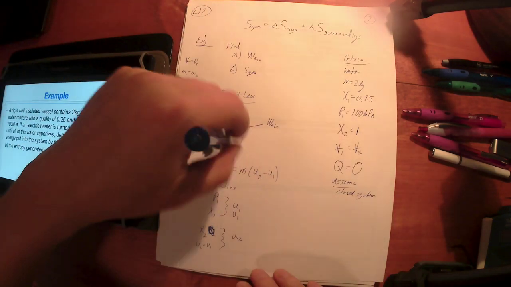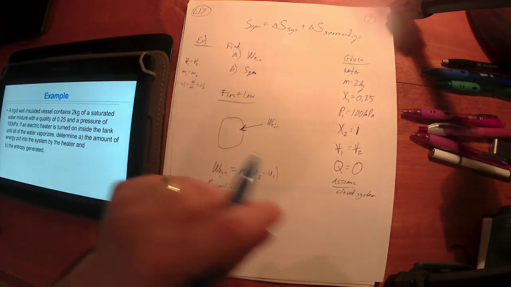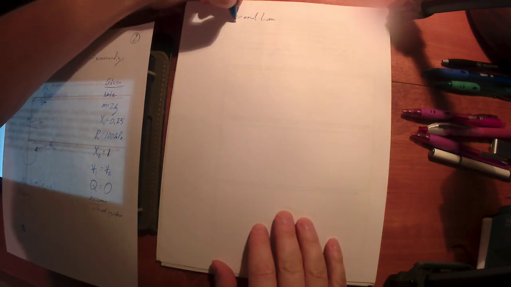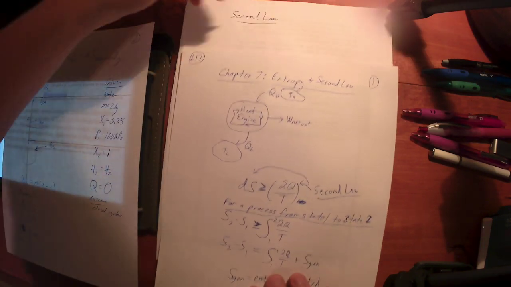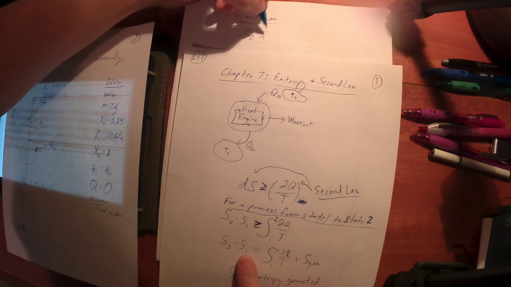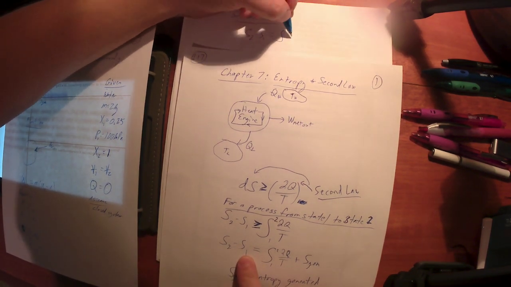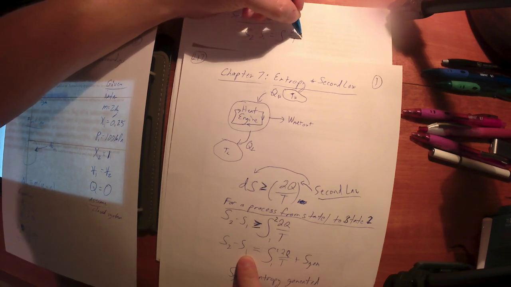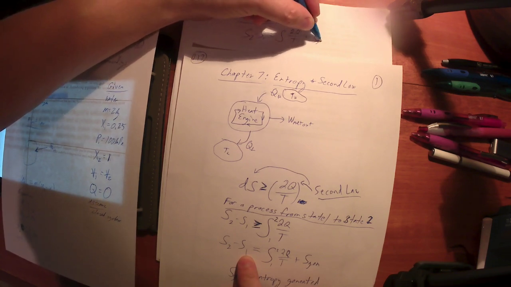So we've done our first law. I've said here's the properties I need. Now before I go look up properties to find S-gen, let's look at the second law. Again, I've got a process from state 1 to 2, so you can pull this right here. Big S2 minus big S1 is equal to the integral of del big Q over T plus big S-gen.